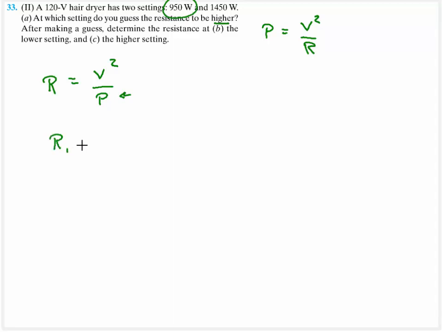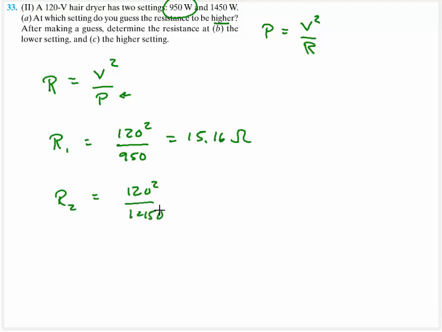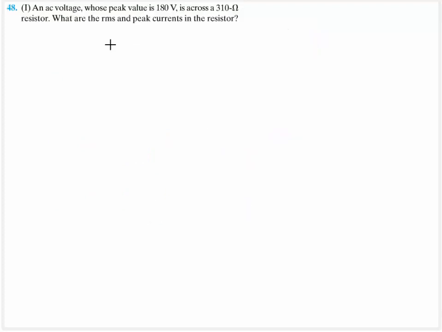Let's go ahead and calculate it out. So 120 squared divided by 950. It's going to give me 15.16 ohms. Now let's take a look at the higher power setting. 120 squared divided by 1450. It's going to come up with about 9.9 ohms. And much like we expected, the 950 watt one is going to have a higher resistance.